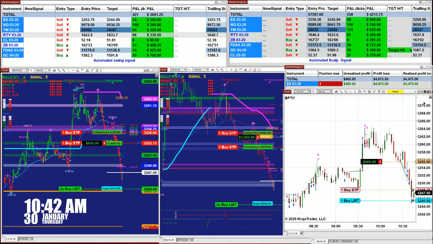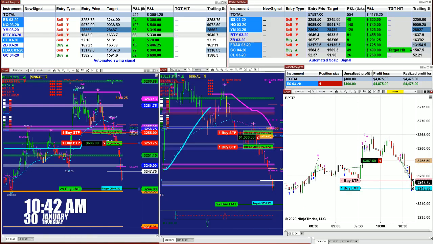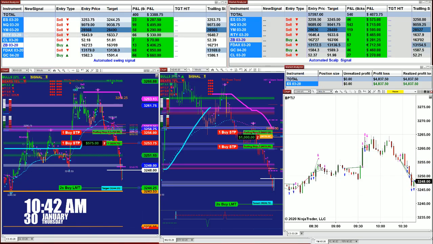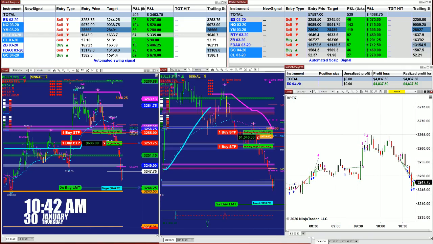For the 1 and 3 minutes target, look at this, baby. It's going to close. You see how the trailing stop got very tight on it. Closed, 4,837 on that trade. So now let's go back to the NASDAQ.